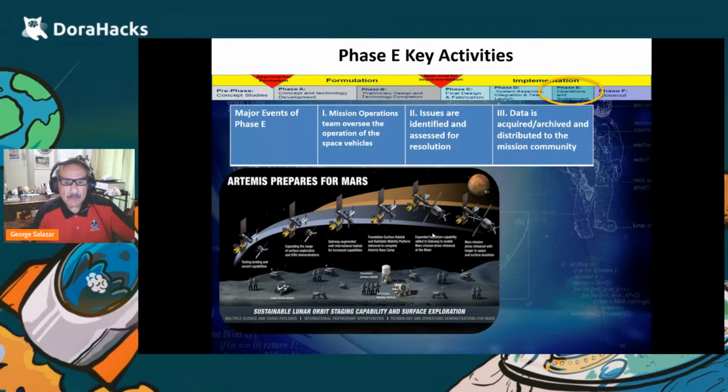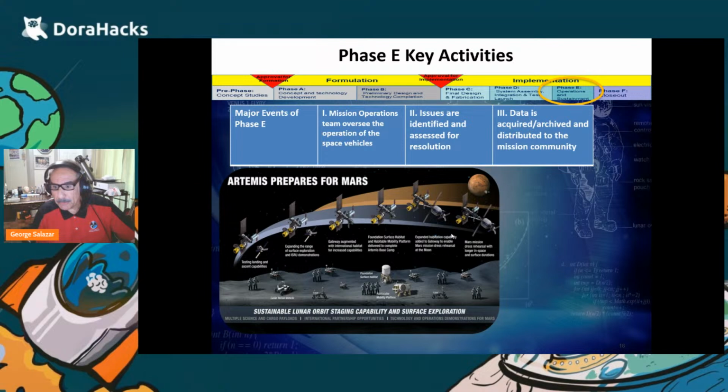You've got the surface systems like habitats, and you're going to be monitoring this at Mission Control in Houston, as well as perhaps other mission controls throughout the country, including SpaceX and perhaps European Space Agency and other countries as well. Issues that come up are going to have to be resolved.